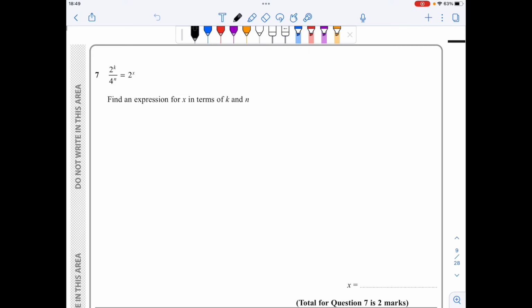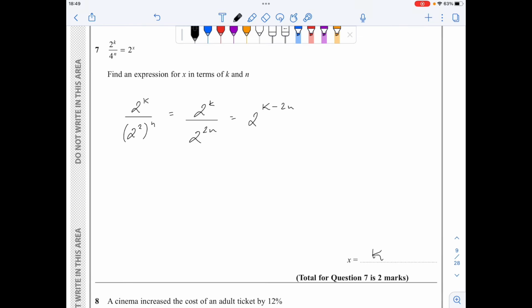For question 7, I'll start from the left-hand side and turn everything to a power of 2. So 2 to the k over, and then I'm going to write 4 as 2 squared, again to the power of n. If I simplify the denominator by multiplying the 2 powers, I'll get 2 to the 2n, and then I can write this as a single power by subtracting the powers. So this will be 2 to the power of k minus 2n. Hence, x equals k minus 2n.